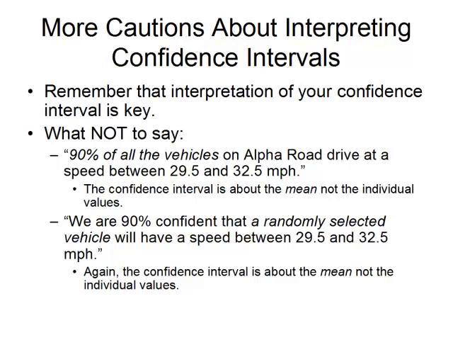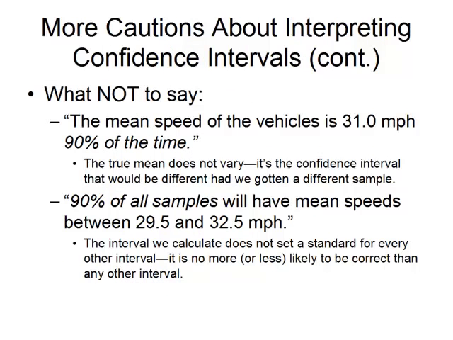Remember that interpretation of your confidence interval is key. What not to say: 90% of all vehicles on Alpha Road drive at a speed between 29.5 and 32.5 miles per hour. The confidence interval is about the mean, not the individual values. Also not: we are 90% confident that a randomly selected vehicle will have a speed between 29.5 and 32.5. Again, the confidence interval is about the mean, not the individual values.